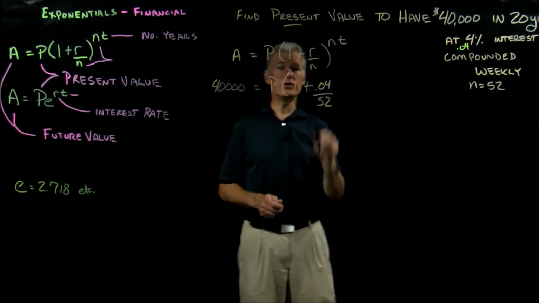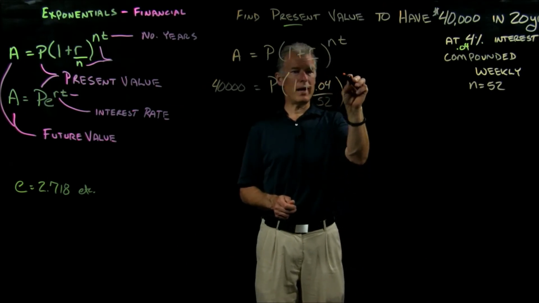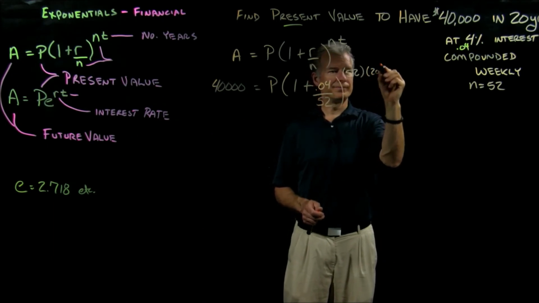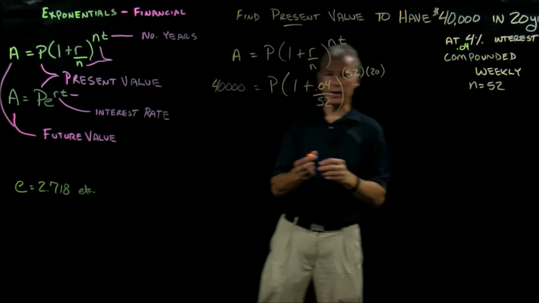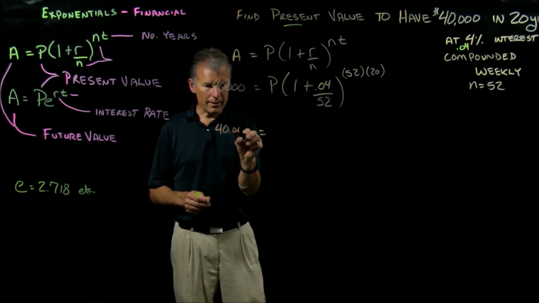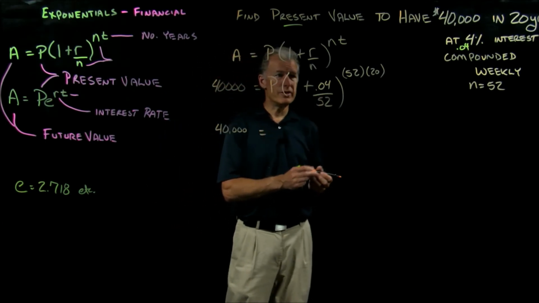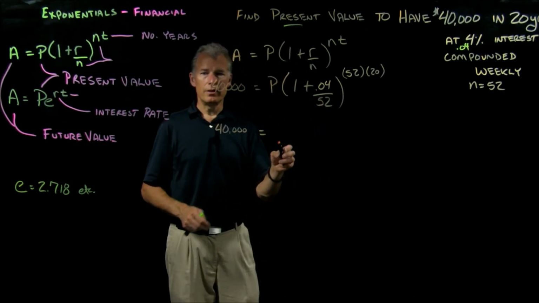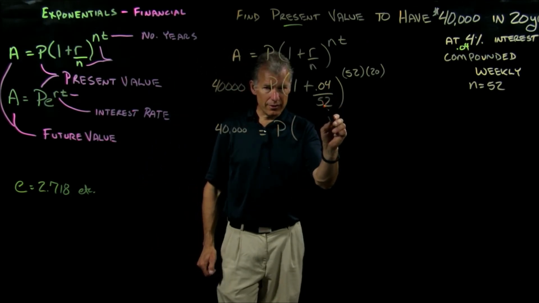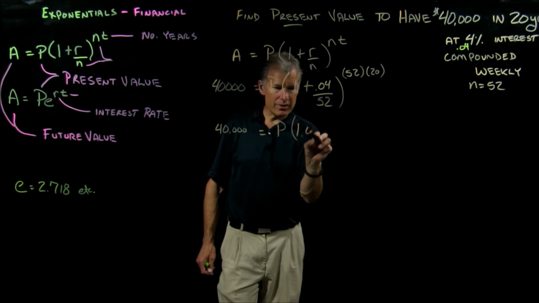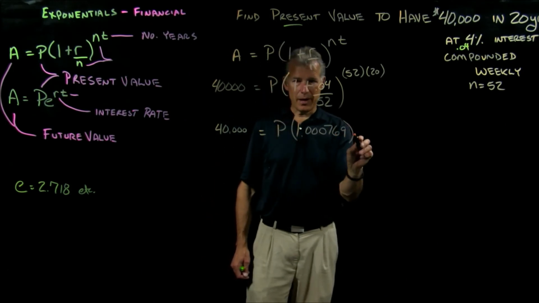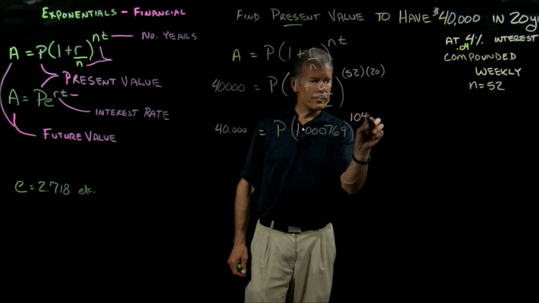So we have 52 weeks raised to the power of 52 times 20 years. Okay, so start plugging things in the calculator here. And again, I would like you to try to just be plugging numbers in your calculator as we work through this. I think it'll help you out. So here we have 0.04 divided by 52, and adding that to 1 gives us 1.000769 raised to the power of 1040.